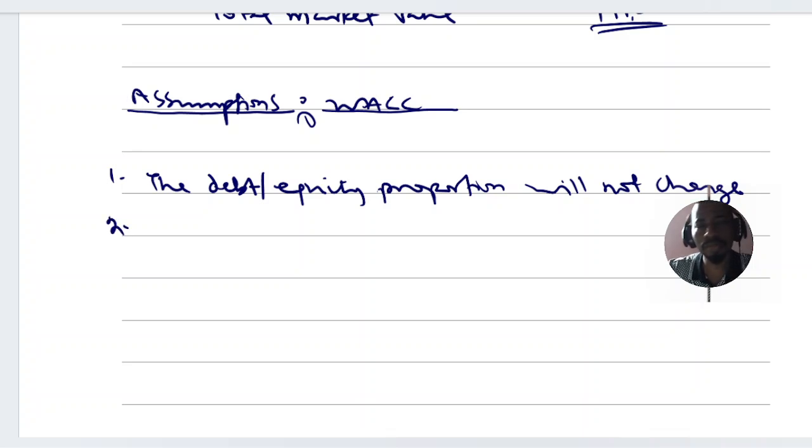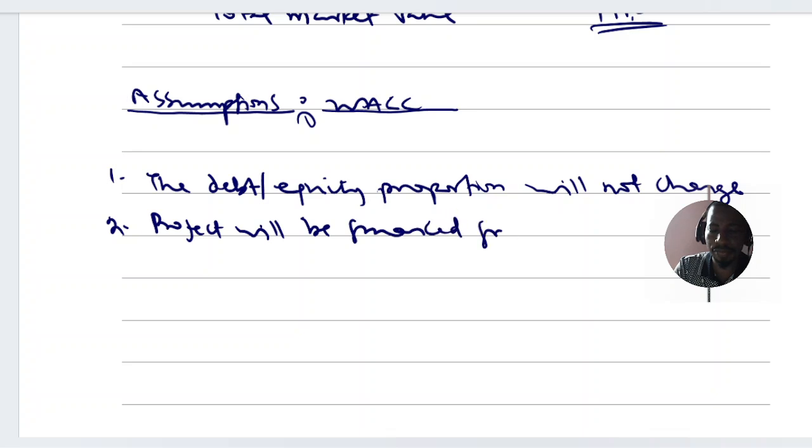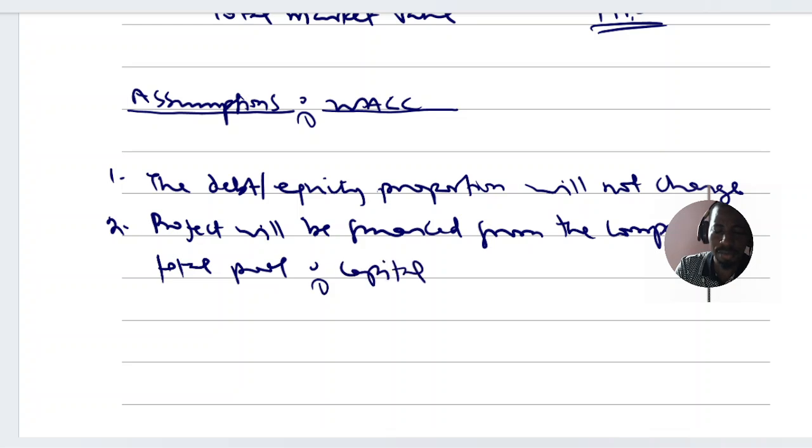Then number two, the projects will be financed from the company's total pool of capital. So you have your equity value, ordinary share capital, preference share capital, then debt capital. Add all of them together, that will give you the total pool of capital. So we are assuming that the project will be financed using the company's total pool of capital.